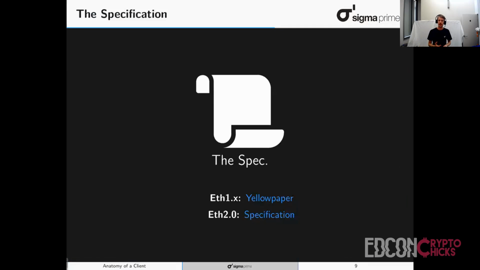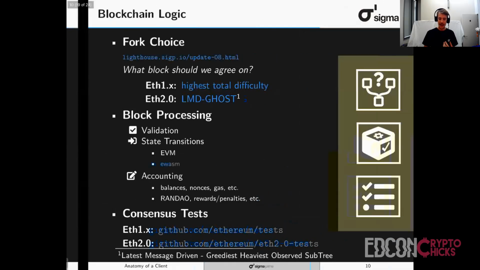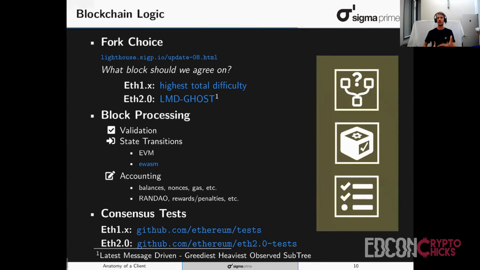And so the reason the specification is important is it's the canonical source of truth for how a client actually is supposed to work, right? There's all kinds of blockchain logic that is defined in that specification. I'm going to talk about some of those blockchain logic components. I broke it down into three major parts here: fork choice, block processing, and consensus tests are the things I want to talk about here.